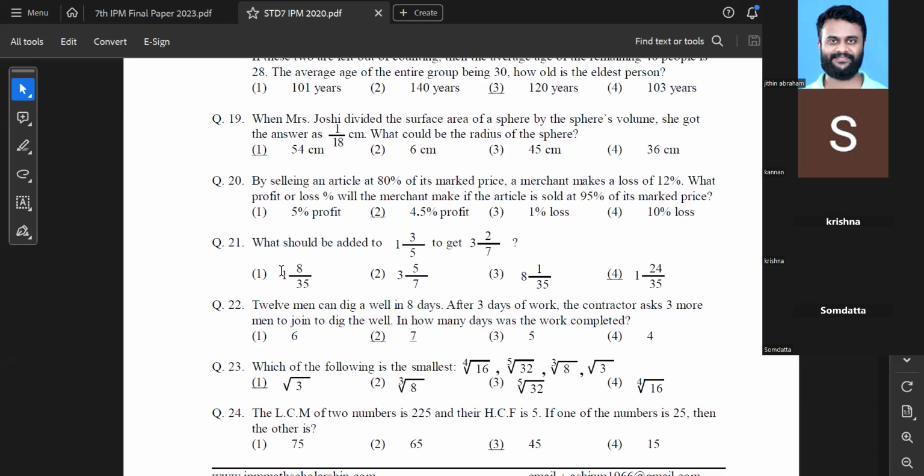So, the 21st question is: what should be added to this particular mixed fraction, that is 1 and 3/5, to get another mixed fraction, that is 3 and 2/7? So the first step is to convert this mixed fraction into a simple fraction. Let's do that first.